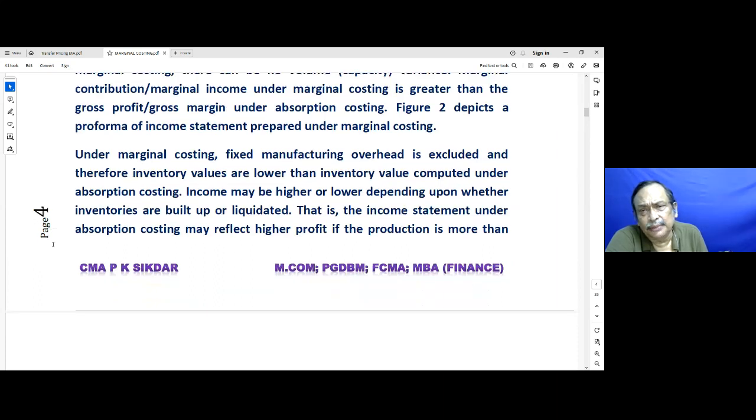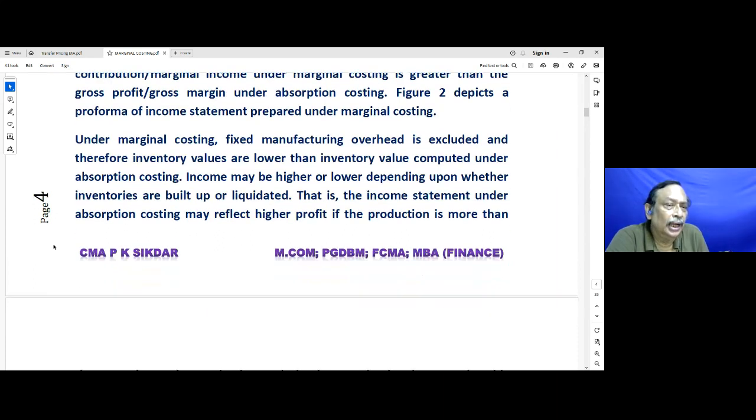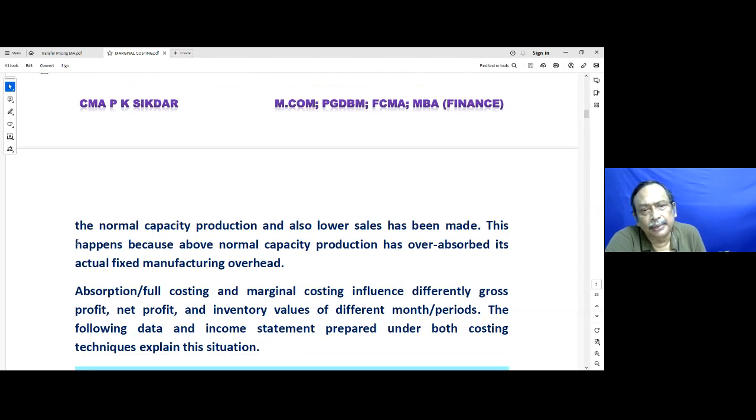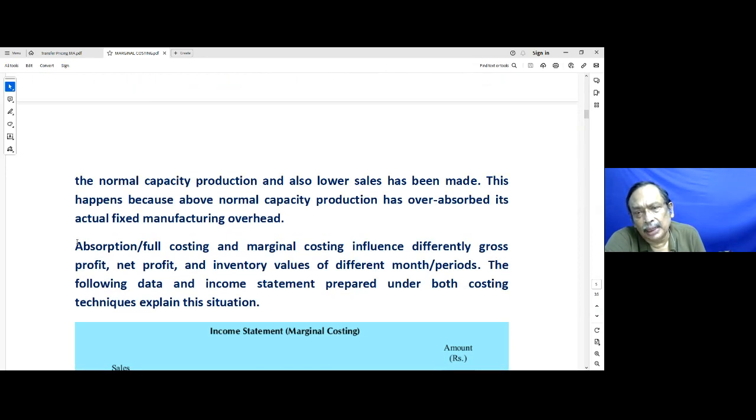Under marginal costing, fixed manufacturing overhead is excluded, and therefore inventory values are lower than inventory values computed under absorption costing. Income may be higher or lower depending upon whether inventories are built up or disposed of. That is, the income statement under absorption costing may reflect higher profit if production is more than the normal capacity production and lower sales have been made. This happens because above normal capacity production has over-absorbed its actual fixed manufacturing overhead.